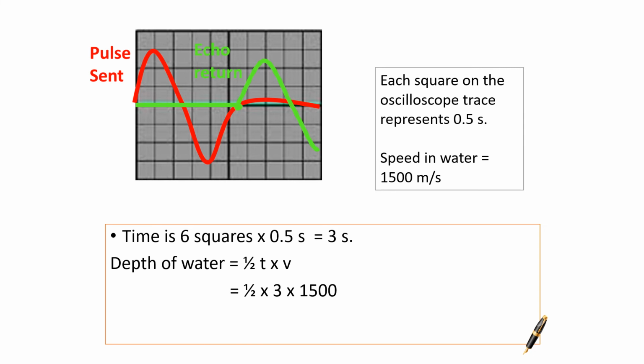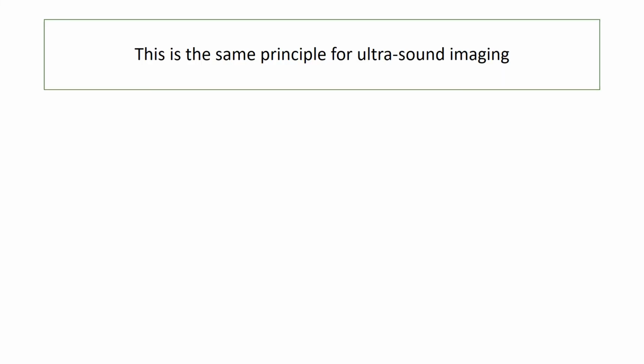And I should say, and this goes without saying, but I appreciate it's a bit of a time since you did some real maths. So you should be using 0.5 if you're plugging this into a calculator. And that gives you 2,250 meters away, so the water has become shallower.